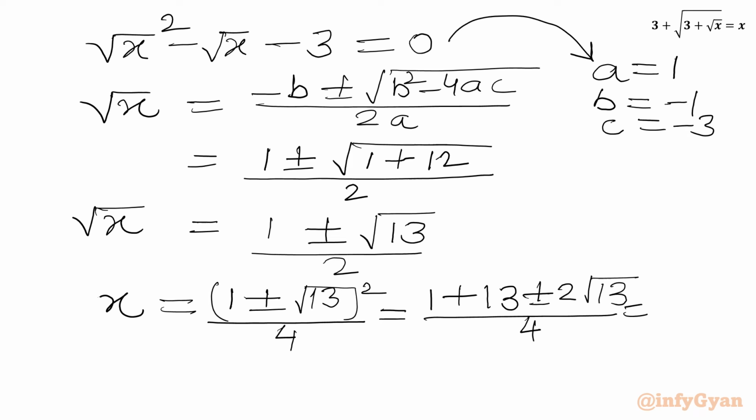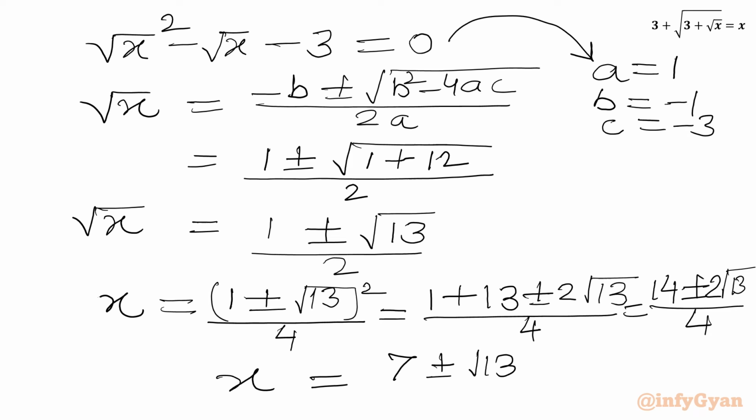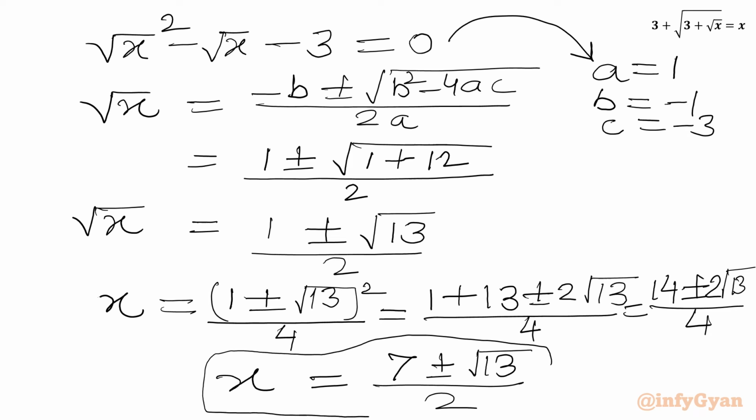Or I can write here (14 plus minus 2 root 13) over 4. Now numerator and denominator are divisible by 2. We will divide by 2 and get (7 plus minus root 13) over 2. So we have two real values of x. Now we will solve the second quadratic equation.